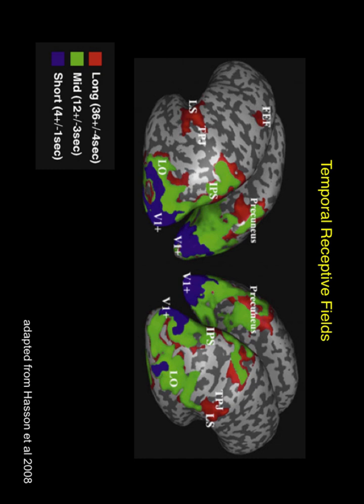And what we see is that early visual cortex really cares about what's happening in the moment. So even at a 4-second shuffle, they're still responding really well.